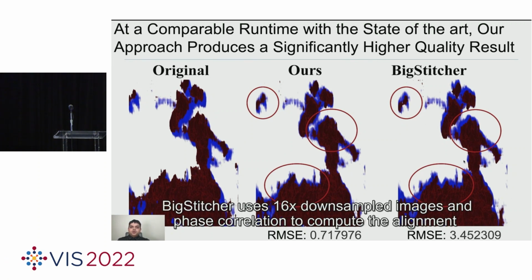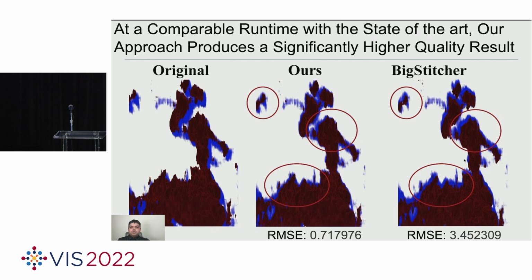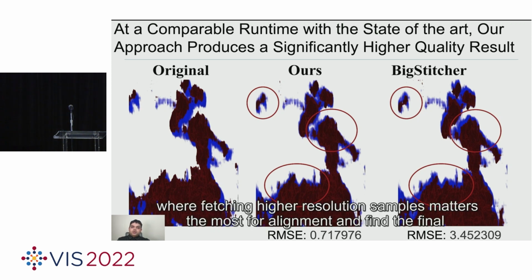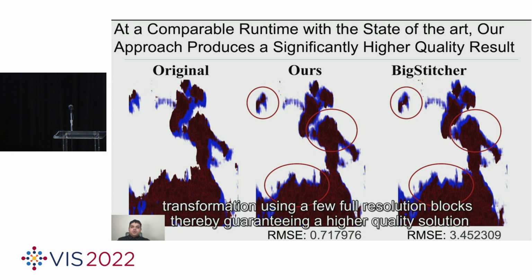BigStitcher uses 16x downsampled images and phase correlation to compute the alignment. In contrast, we efficiently identify the regions where fetching higher resolution samples matters the most for alignment, and find the final transformation using a few full resolution blocks, thereby guaranteeing a higher quality solution.